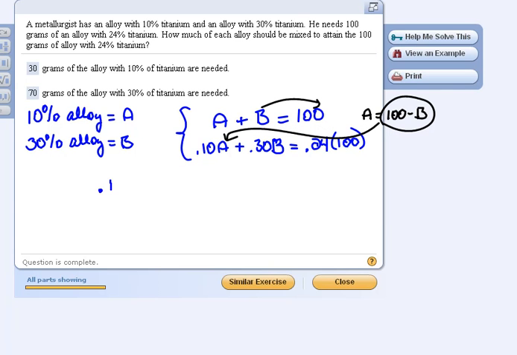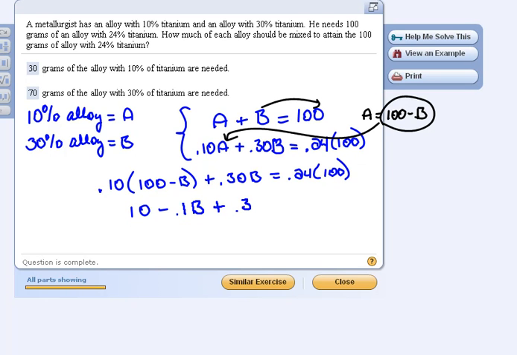So now our equation looks like 0.10 times (100 minus B) plus 0.30B equals 0.24 times 100. Now distributing this, 0.10 times 100 would be 10, minus 0.1B plus 0.3B, we don't have to put those zeros on the end, it's not necessary, equals 0.24 times 100 would be 24. Now we can collect like terms.